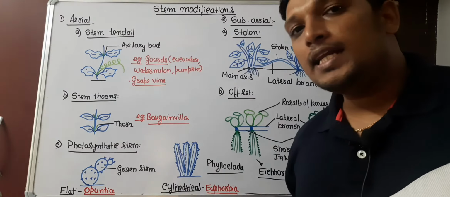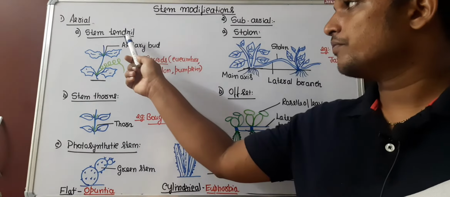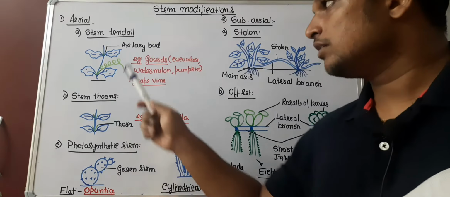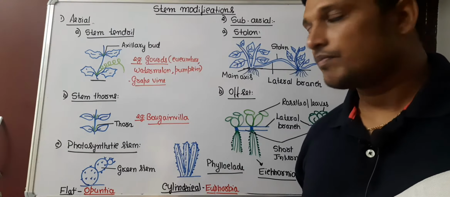Let us learn aerial stem modification which is above the soil. There are three aerial stem modifications. First one is stem tendrils.